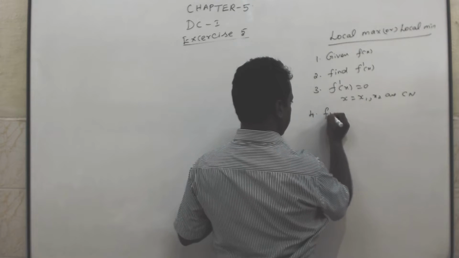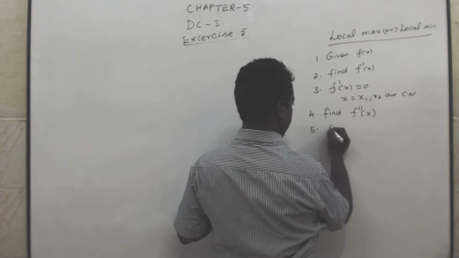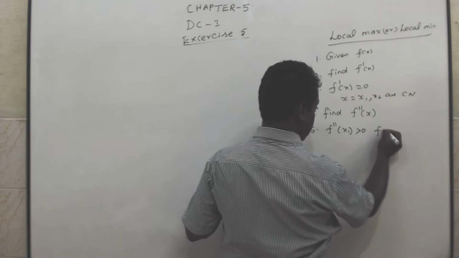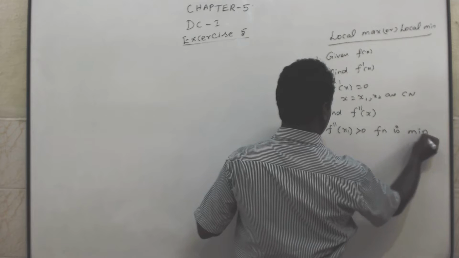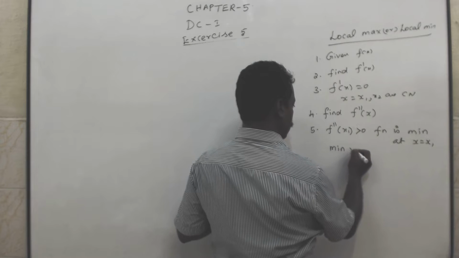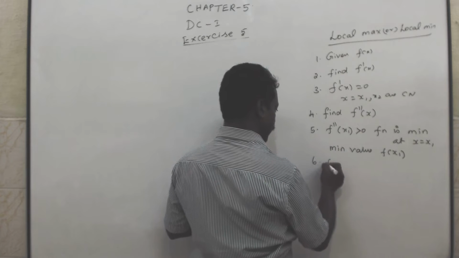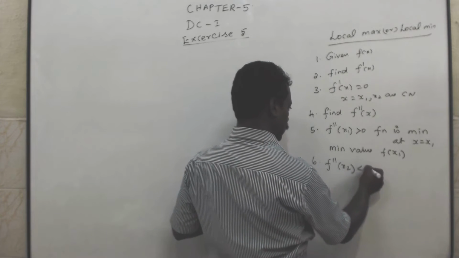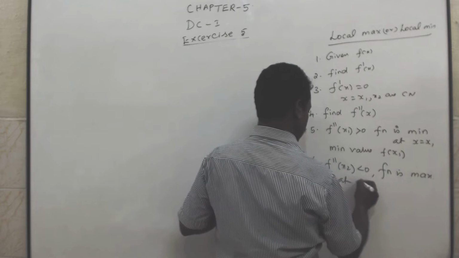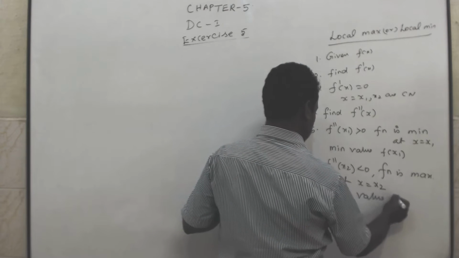Step number 4, find f double dash of x. Step number 5, f double dash of x1. If it is positive, function is minimum at x is equal to x1. If you want to find out the minimum value, that is f of x1. Sixth one, f double dash of x2 is less than 0. Function is maximum at x is equal to x2. Maximum value, that is f of x2.